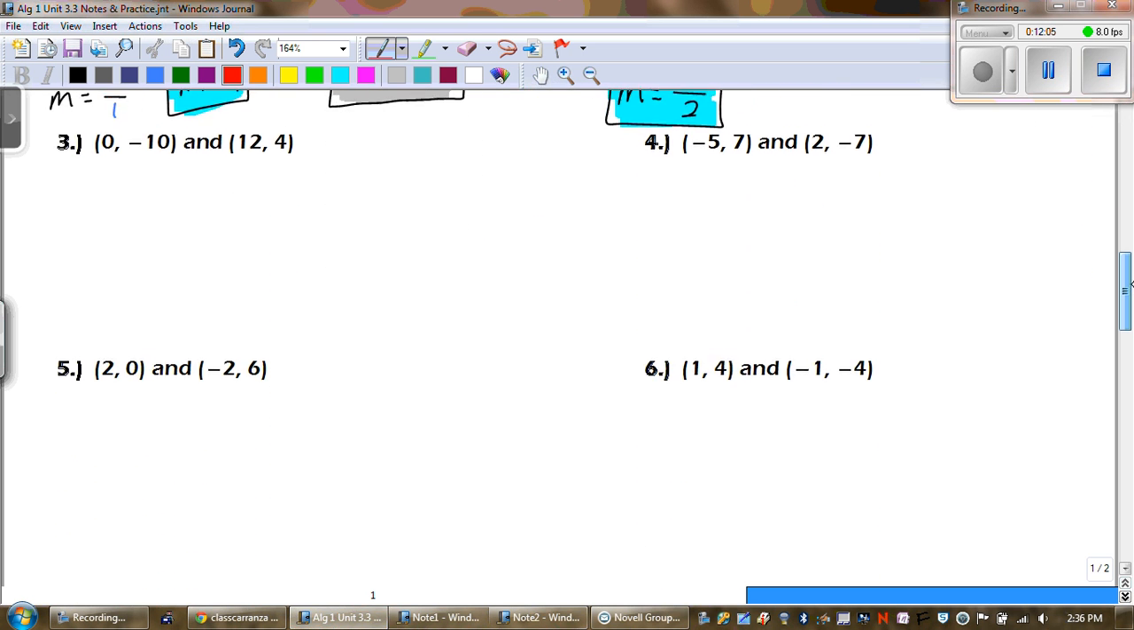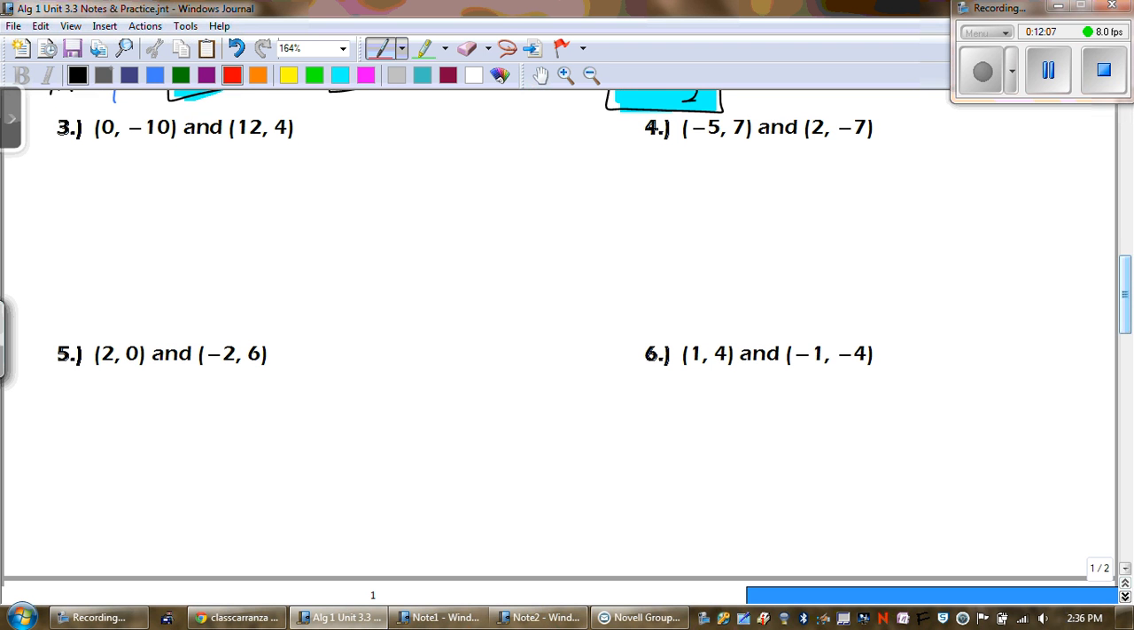So let's do number 3. The first thing you always do is you start off with the slope. You do the 4, and that's actually going to be plus 10. And on the bottom, we got 12 minus 0. The top, 4 plus 10 is 14. 12 minus 0 is 12. And you always want to reduce that, okay? So we get 7 over 6.